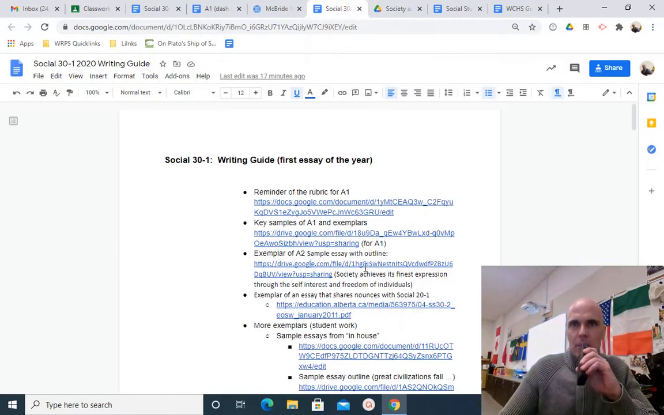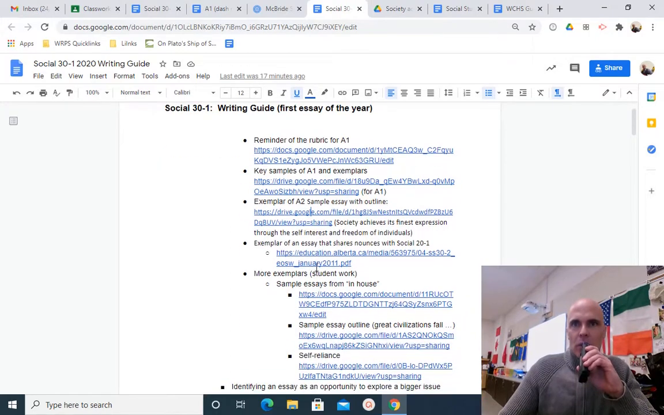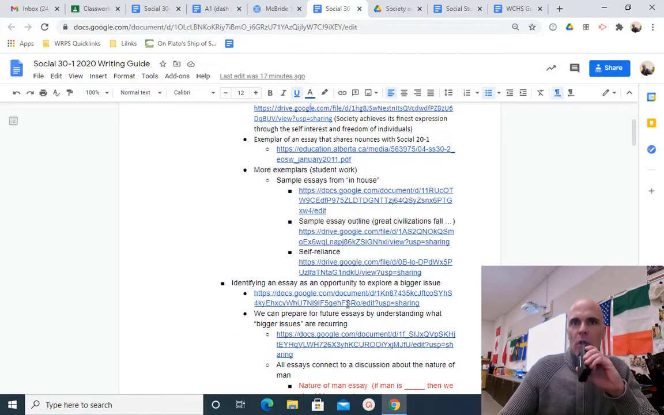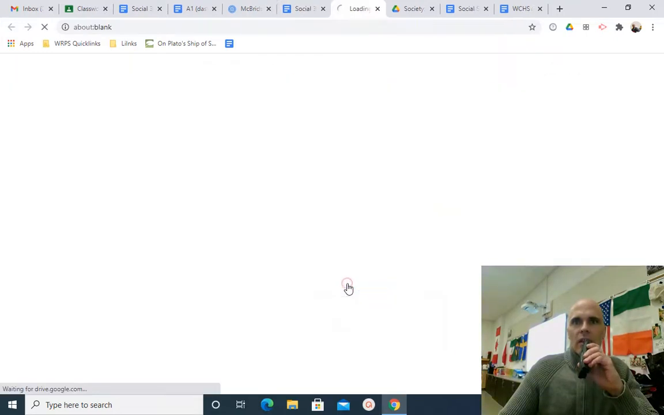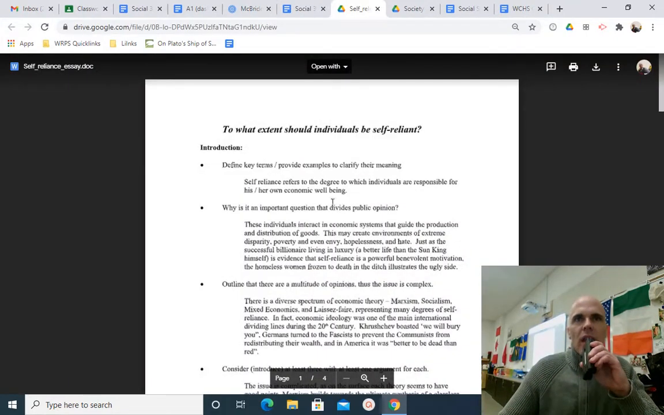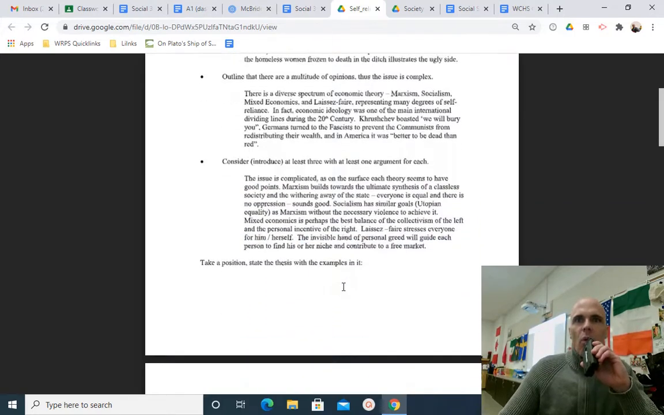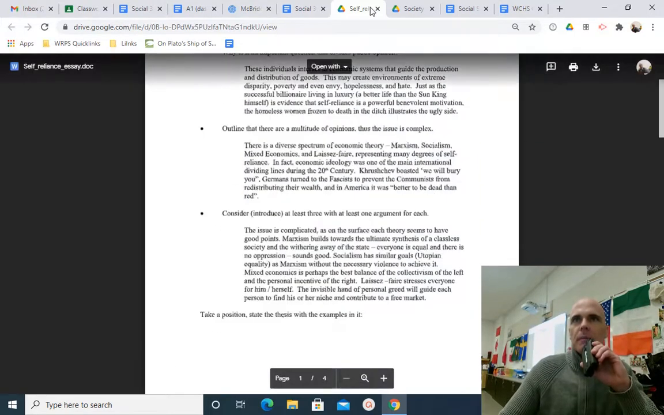So that's just one example of an outline. We have other exemplars of great essays here as well. Exemplars from the province, exemplars from in-house stuff that we've created. So again, here's an exemplar about an essay about self-reliance. To what extent should individuals be self-reliant? We have to define key terms like self-reliance, and we have to explore the significance of it. We have to outline the multitude of opinions before we jump into a position.